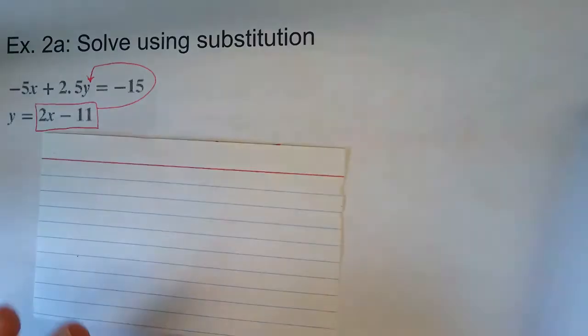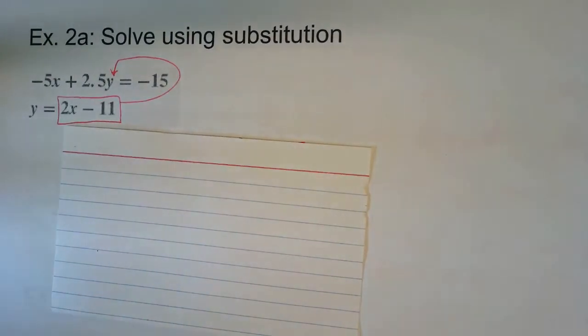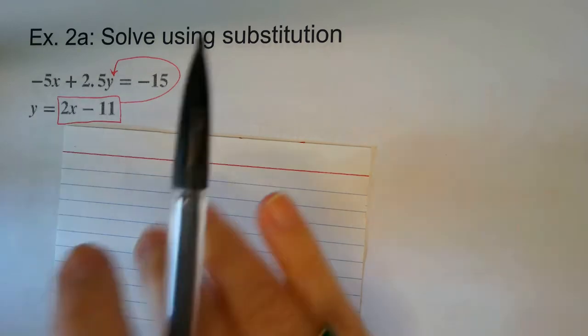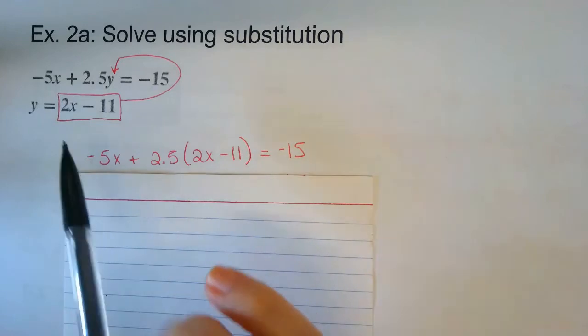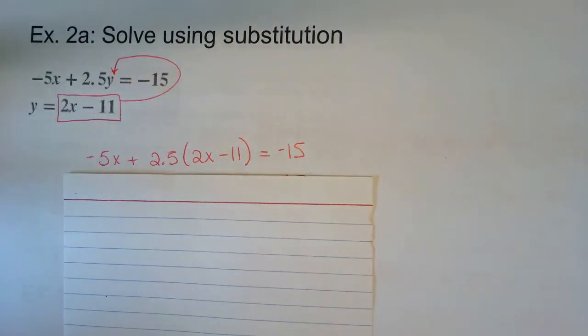Okay, so then we're going to keep practicing this. So on this example, notice that they've already solved the bottom equation for y. So they've already taken care of my first step. So I'm ready to just start plugging it in. So that's what I did first. I took this guy and I plugged it into that top equation for the y spot.